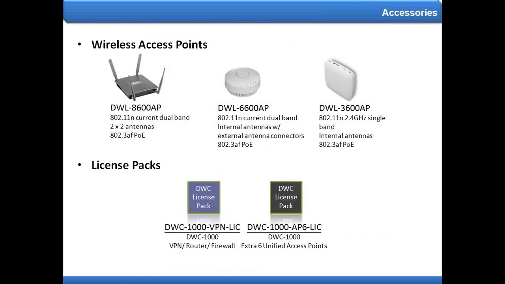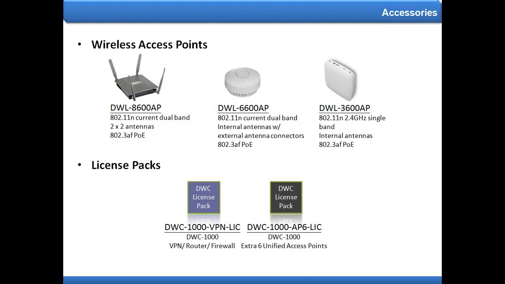With respect to the accessories, the DWC1000 currently supports 3 access points: the DWL8600AP, the DWL6600AP, and the DWL3600AP. The differences between these access points are somewhat small, but they could be used in different scenarios.